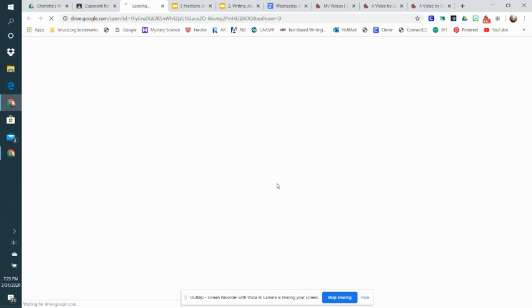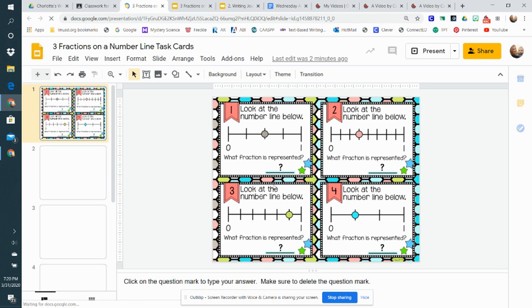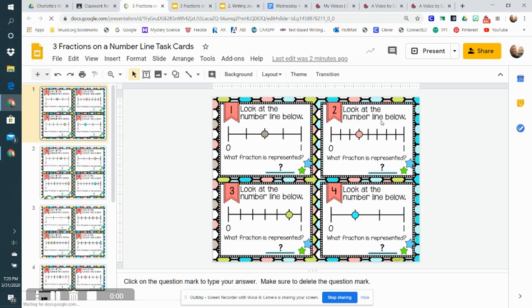We are going to go into this assignment today, and you're going to notice that there are actually 4 questions on each of these slides. It simply says for each one, look at the number line below. What fraction is represented by this little dot right here? The first thing you want to look at, again, just make some observations. Notice that it starts at 0 and it goes to 1. So we're looking at a very small number here. We're looking at a fraction.